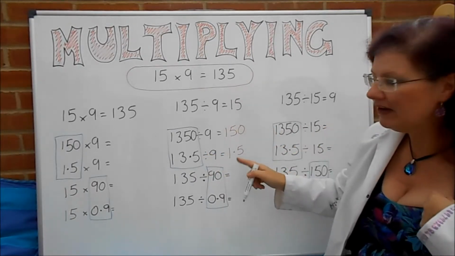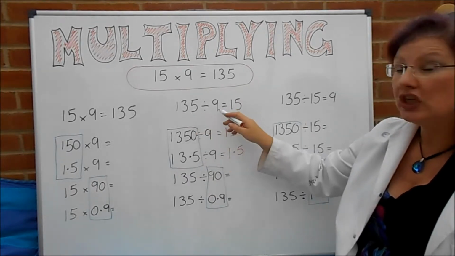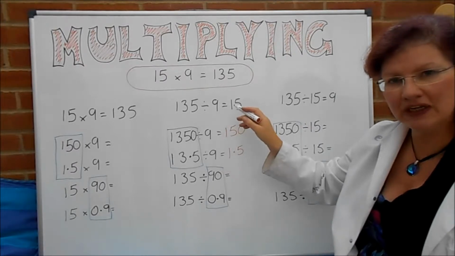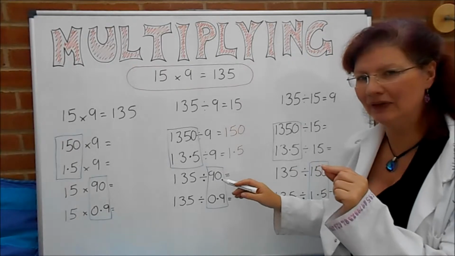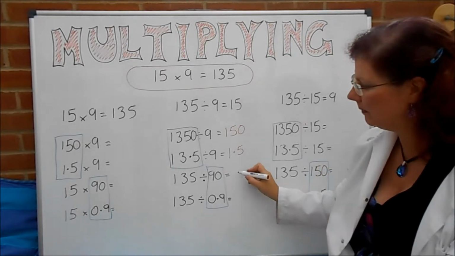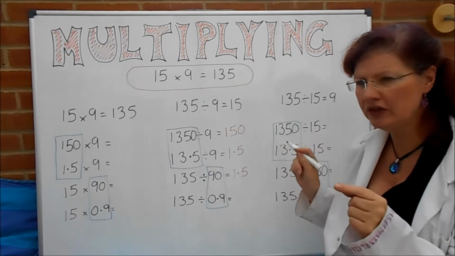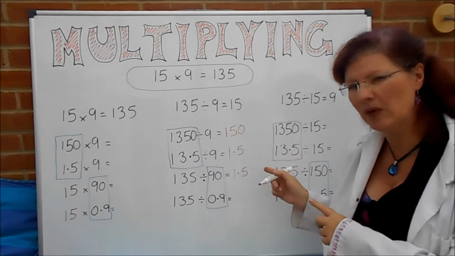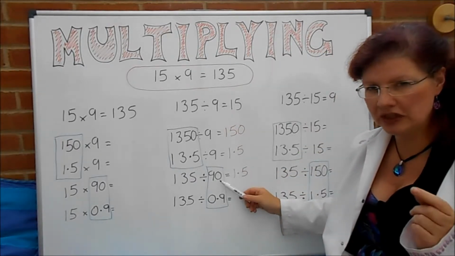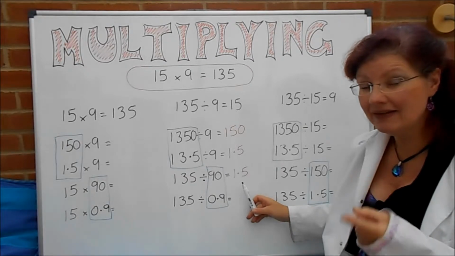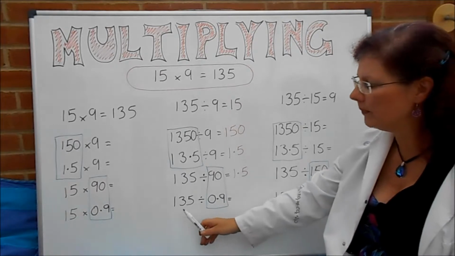Okay, but what about if we change the second number? So 135 peanuts shared between 9 elephants, they get 15 each. 135 peanuts shared between 90 elephants, they're going to get fewer. It's 1.5, and that makes sense, doesn't it? 135 peanuts shared between 90 elephants, they get 1.5 peanuts each. You will notice the number has got 10 times bigger, the answer has got 10 times smaller. Watch what happens on the next one.